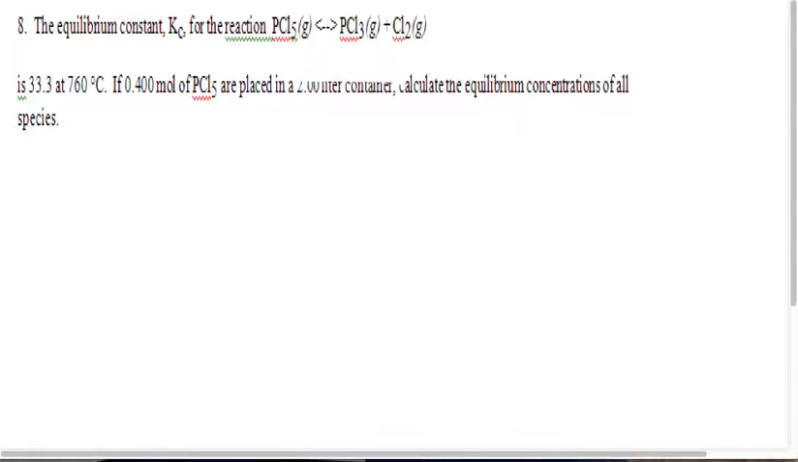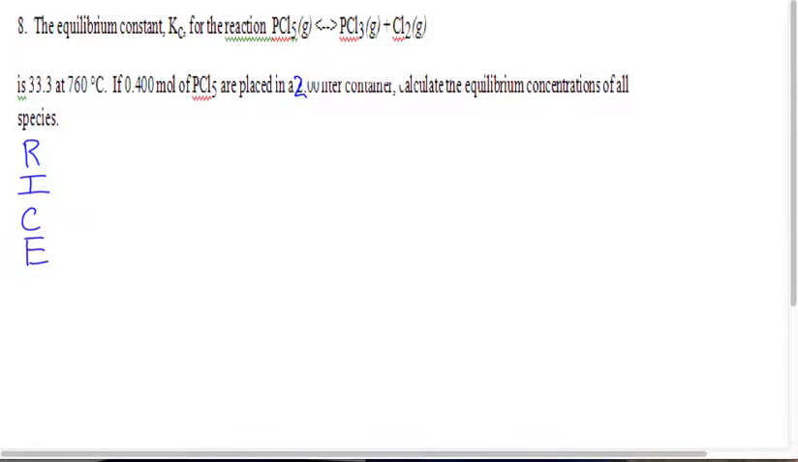Okay, perfect. So, equilibrium constant Kc for the reaction PCl5 going to PCl3 plus Cl2 is 33.3. So they actually gave us the K this time. If 0.4 moles are placed in a 2-liter container, oh, thanks, 2 liters, not 1 liter, going to make life more difficult. Calculate the equilibrium concentration of all species. Okay, we can do this. If we have to find equilibrium concentration of all species, we need a RICE table. So here we go.